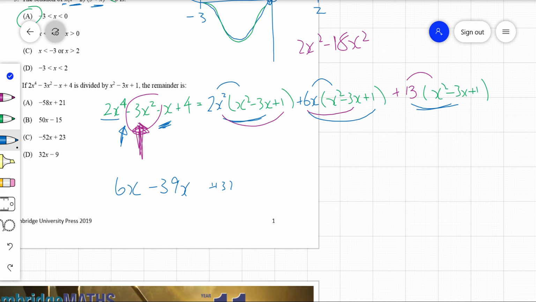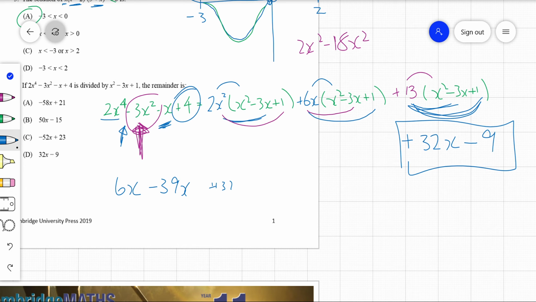This is starting with an x squared, so this must be my remainder. I'm going to have to add 32x to get that. Let's check the other thing, my constant. The only constant I'm getting is here. This is 13, but I want a plus 4, so I'm going to have to subtract 9. So this part should be my remainder. Sorry, that wasn't very neat.